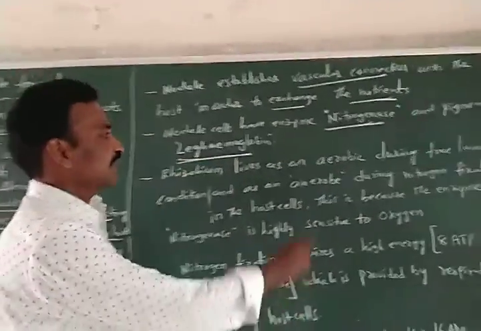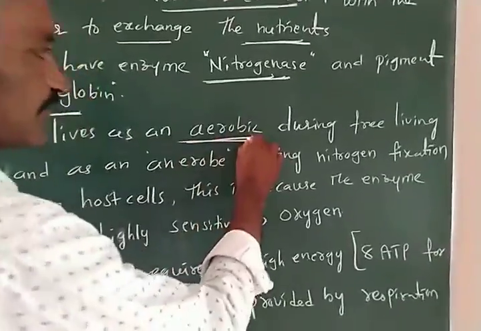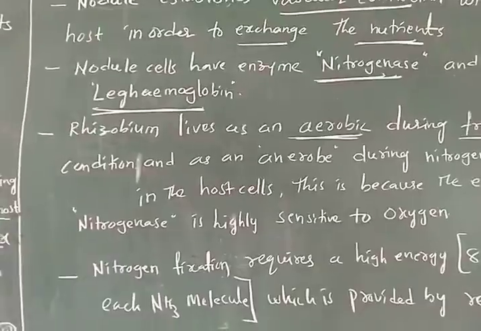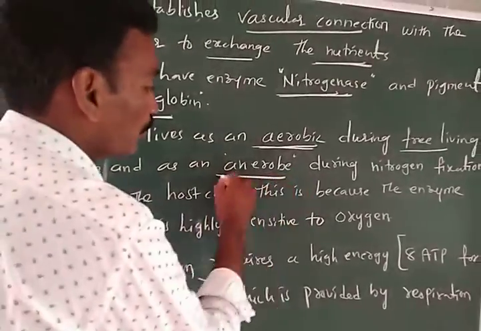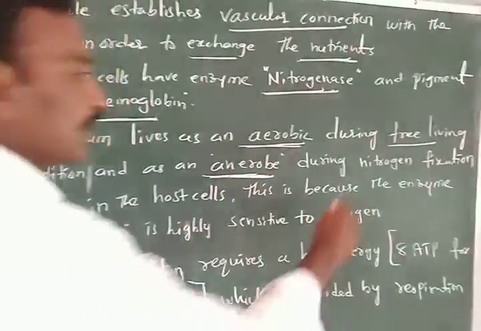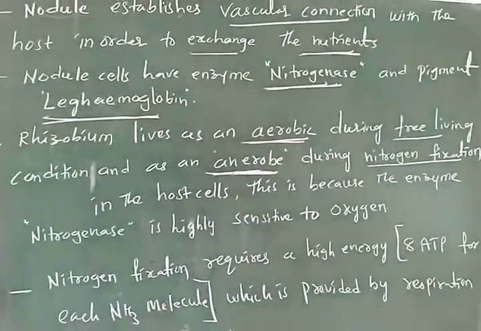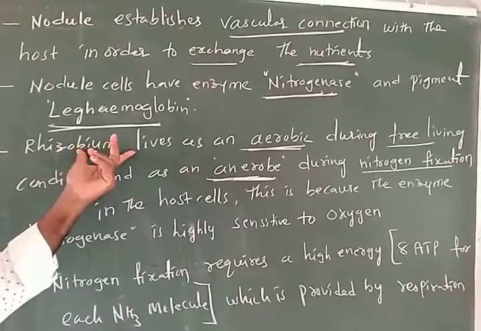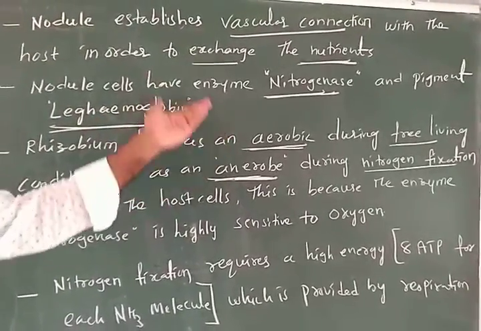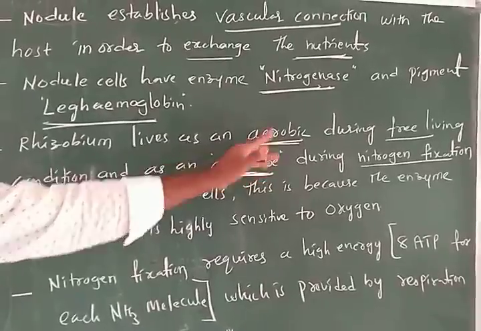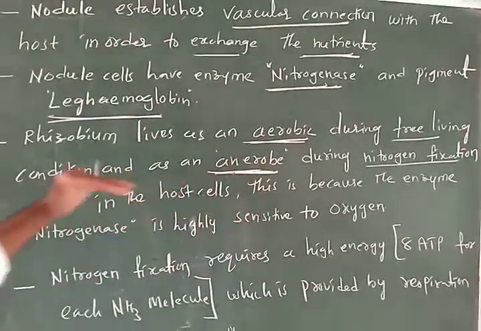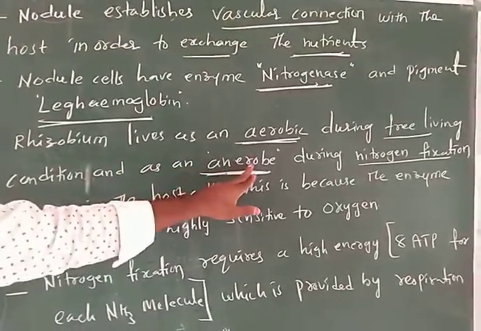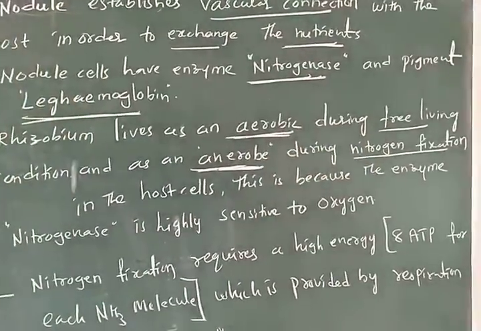Rhizobium lives in aerobic condition during free living and in anaerobic condition during nitrogen fixation in the host cell. That means when Rhizobium bacteria live freely, they act as aerobes, and during the fixation of nitrogen, these Rhizobium bacteria live as anaerobes.